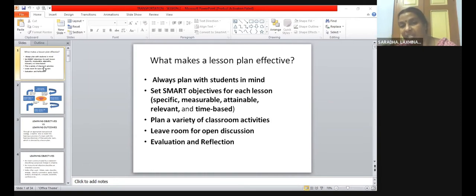Based on this only, we should set the objective. Just like that, the child will be able to know. If I give the word "know," does it make sense? Do you think it is measurable? No. How much does he know?